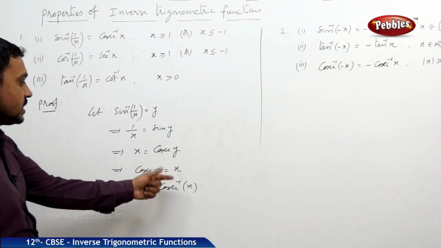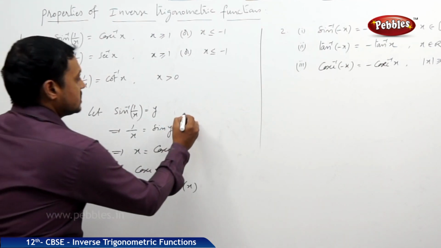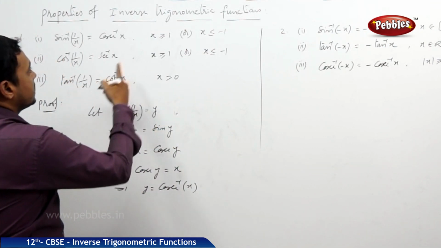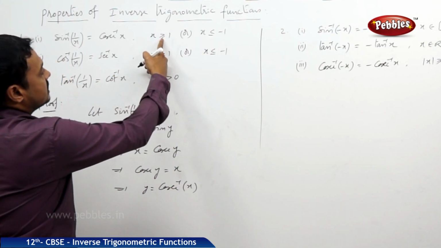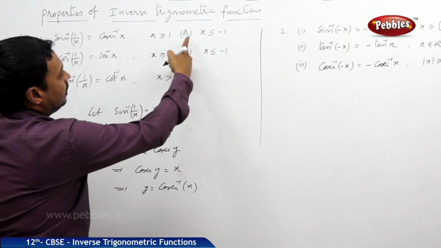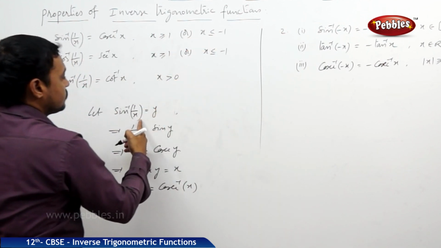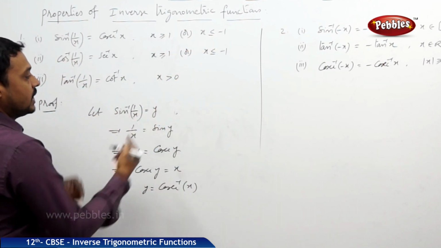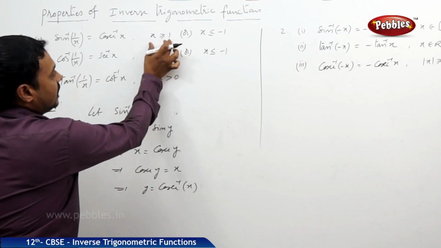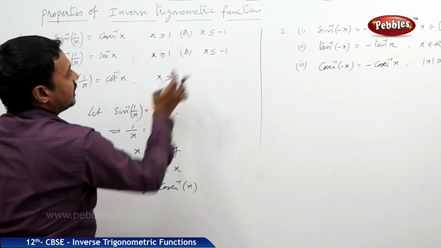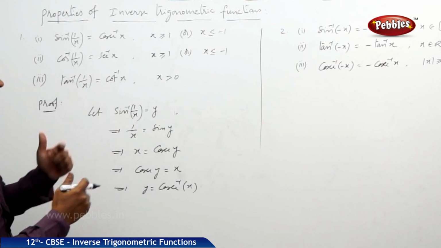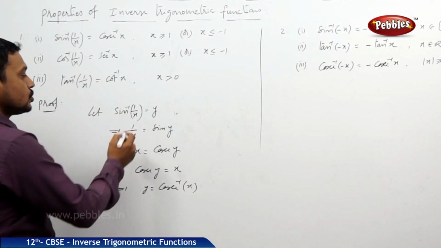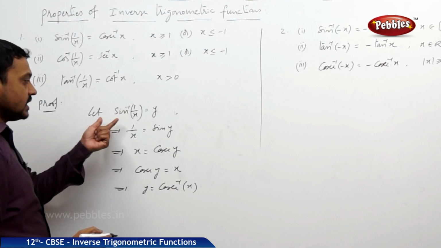Y is equal to cosecant inverse of x. Since, when x is greater than or equal to 1 or less than or equal to minus 1, then 1 by x belongs to minus 1 to 1. When x is not in the interval minus 1 to 1, then 1 by x always lies in that interval minus 1 to 1, so that the sin inverse property exists.